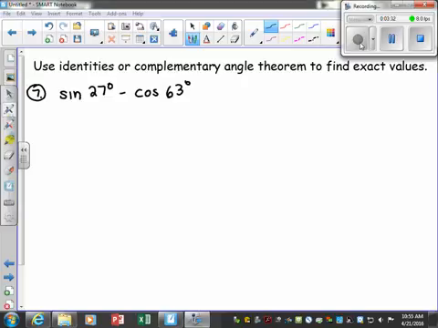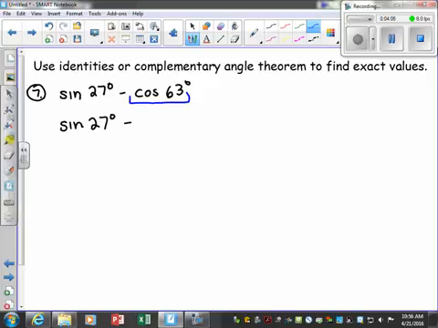Okay, so use identities or complementary angle theorem to find exact values. Okay, so if that's all we have to evaluate, let's say we don't have a calculator or anything to get these actual values, then we're going to have to use some of our other tools. So the first thing I want to do is I'd like to be able to get everything in terms of either sine or cosine. I'm just going to start with the sine of 27 and leave it alone, and I'll work with changing this cosine.